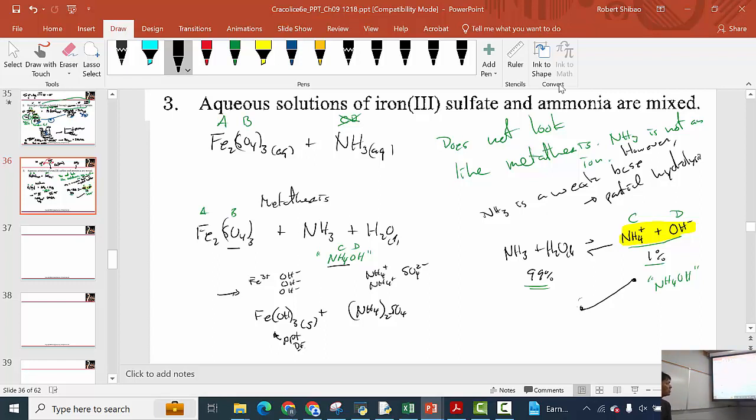Are we going from a stronger acid to a weaker acid? This is more complicated, so we're not going to look at that. And so all we need is one driving force. We have that one driving force. So let's go ahead and balance this.